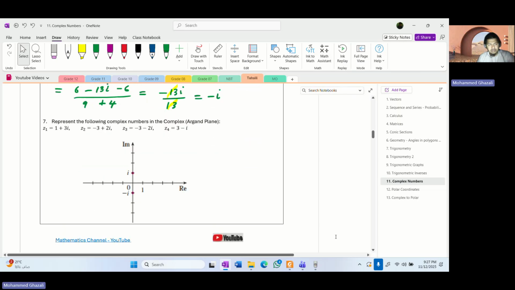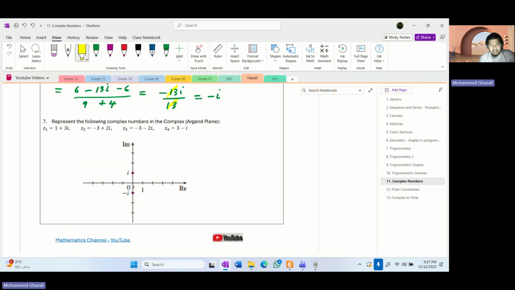Now, what is a complex number? A complex number is just a dot in the complex plane. So this is the complex plane, where we have the real axis and the imaginary axis. The real axis is the real part and the imaginary axis is the imaginary part. So this is i, on top is 2i, and this is 3i. Now, we got 1 plus 3i. So 1 plus 3i is that value there. That's a dot. That is Z1.